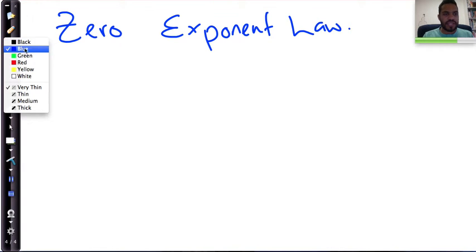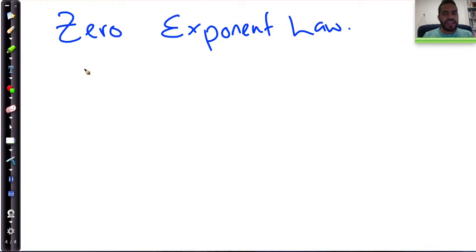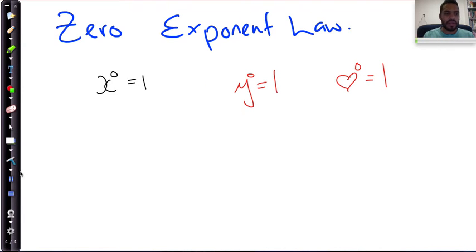Well, more generally it says the following. It says that anything to the power of 0 is equal to 1. For example, x to the power of 0 is equal to 1. If I say y to the power of 0, it's also equal to 1. If I say heart to the power of 0, it's equal to 1.